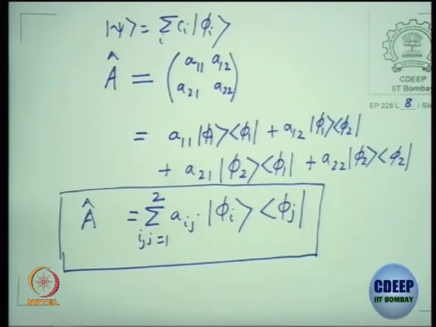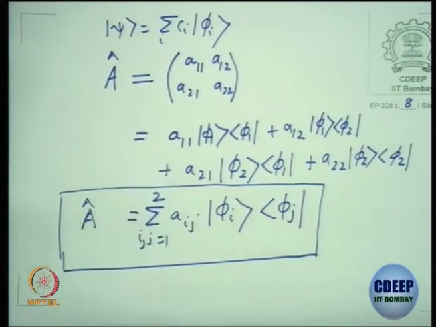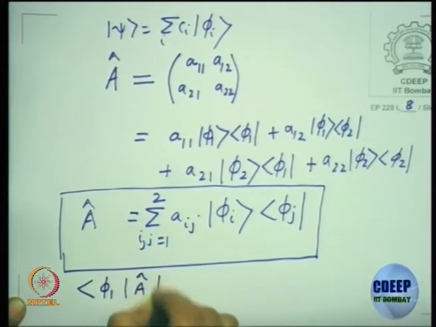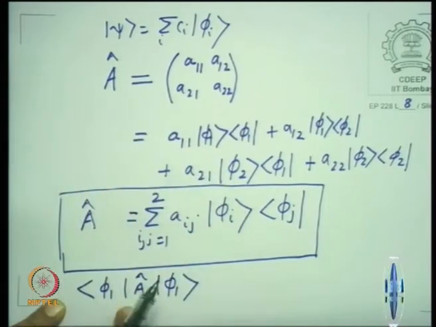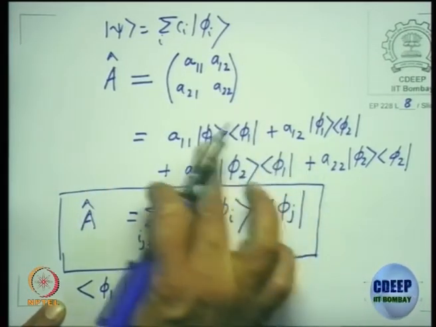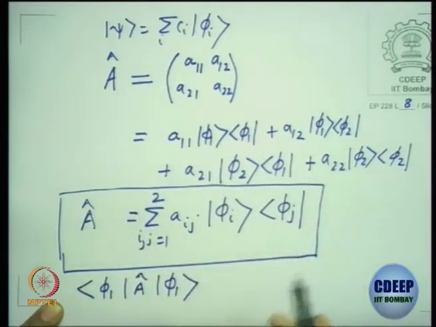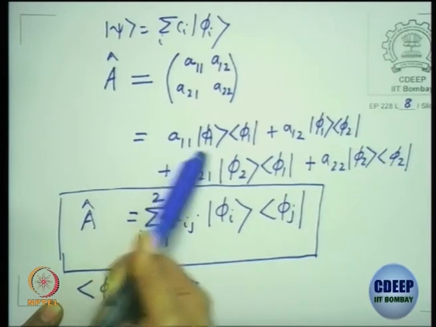And from here, can we extract, let's say, what is A11? If you want to find what is A11, how will I go about it? So let's take phi 1 with the A operator and phi 1. If you do this, what do we get? This left-hand side angular bracket, the bra, will only give non-zero with which two terms? Only with the first term and the second term.